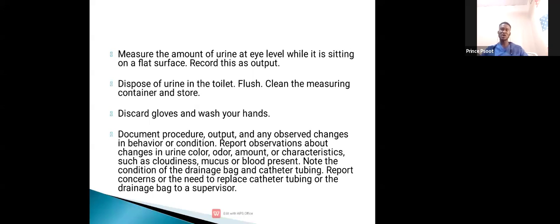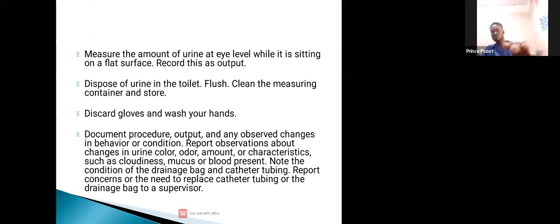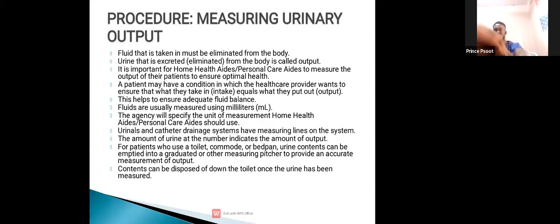Then you can report observations about changes in urine color, the odor, the amount, or characteristics such as cloudiness, mucus, or blood present. Note the condition of the drainage bag and the catheter tubing. Then you can report concerns or the need to replace catheter tubing or drainage bag to the supervisor whenever it is needed. So next, we're talking about measuring the urinary output.